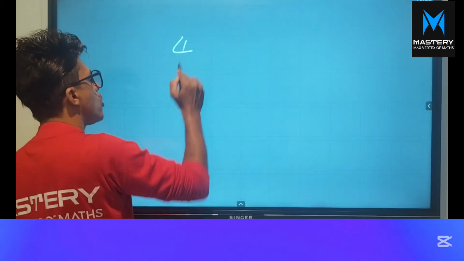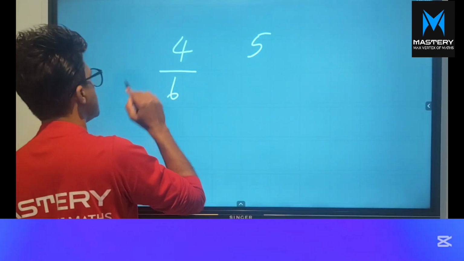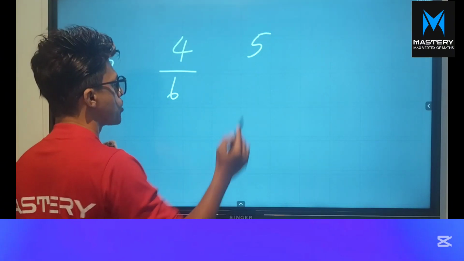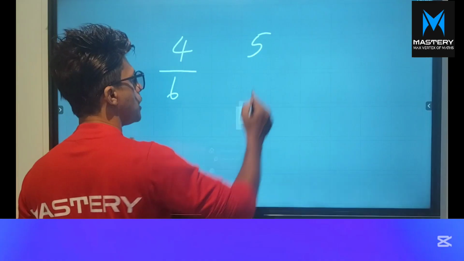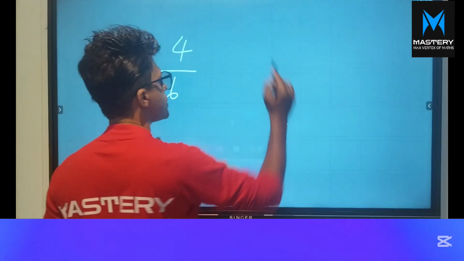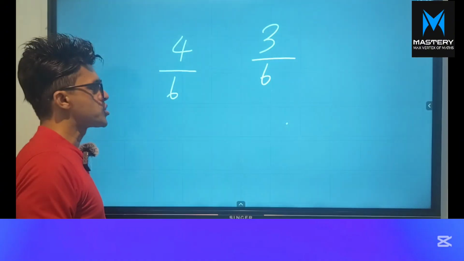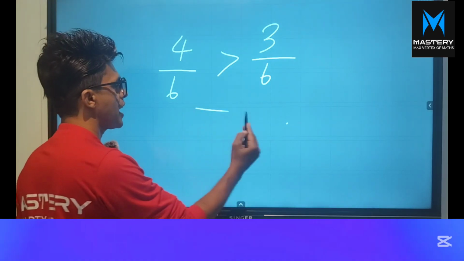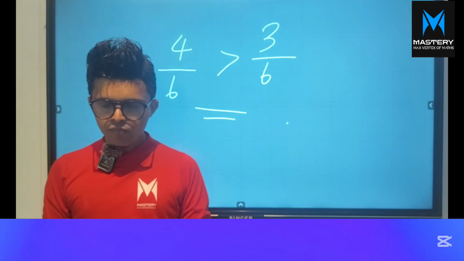So 4 over 6 and here I will write 3 over 6. What is the greater, 4 over 6 or 3 over 6? Then the denominator values you could see are equal. So 4 is greater than 3. Therefore, the greater fraction is 4 over 6.